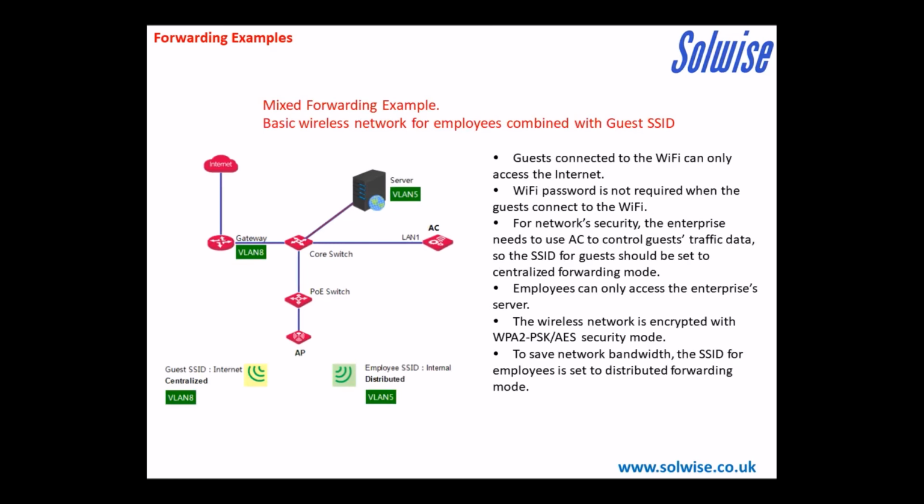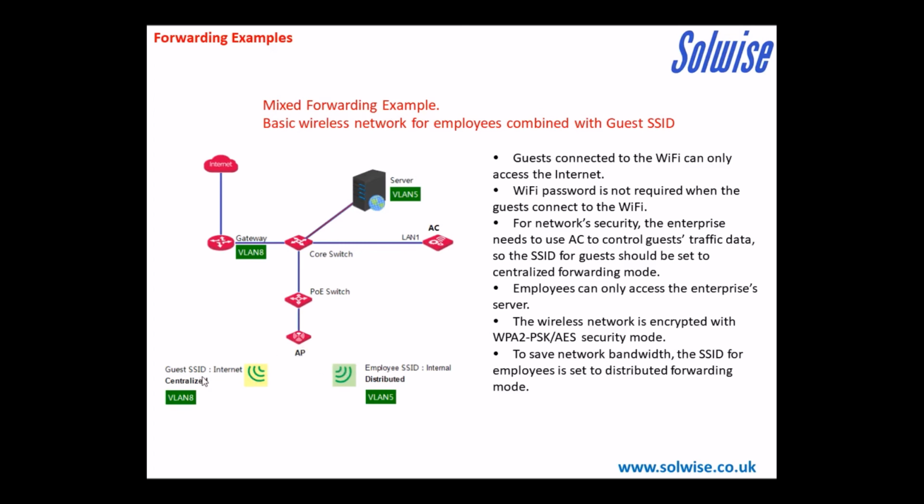And this is doing a mixed environment. So in a mixed environment where you've got guests and employees, you want to mix some centralized traffic and some distributed traffic. Now the key thing about this, and I didn't appreciate this when I first started looking at this, it took a while before I realized what was going on here. The key thing about it is an access point can talk in both centralized mode and distributed mode at the same time. The difference is the SSID.